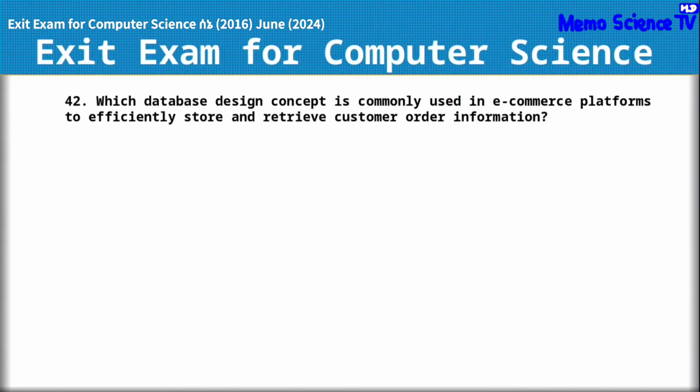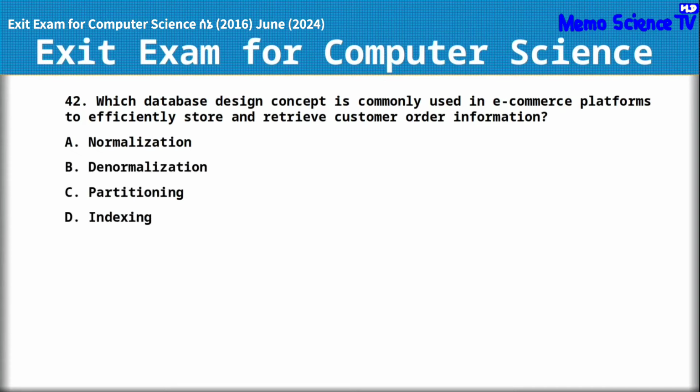Question number 42: Which database design concept is commonly used in e-commerce platforms to efficiently store and retrieve customer order information? A. Normalization, B. Denormalization, C. Partitioning, D. Indexing.